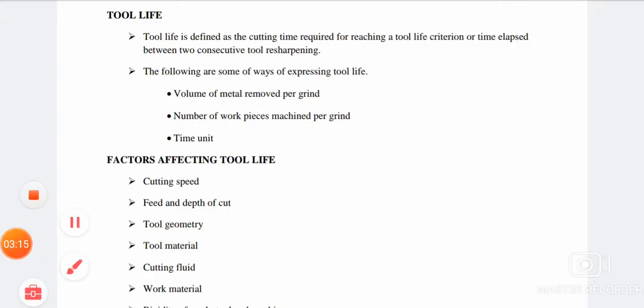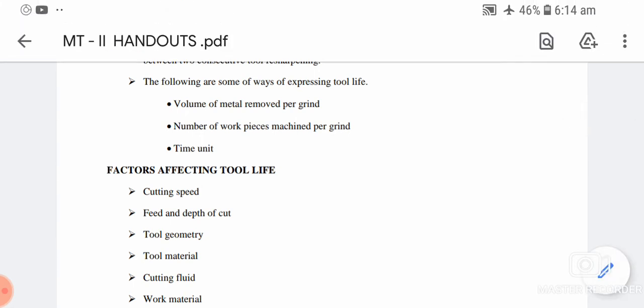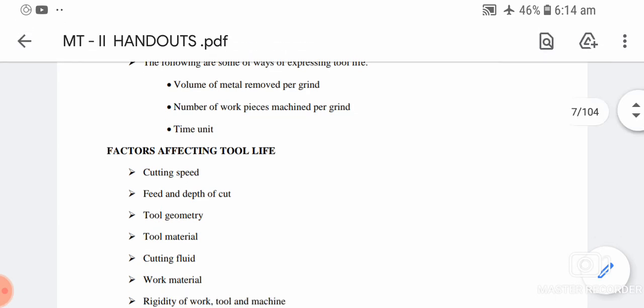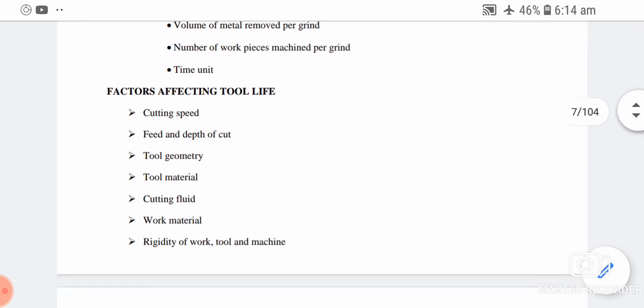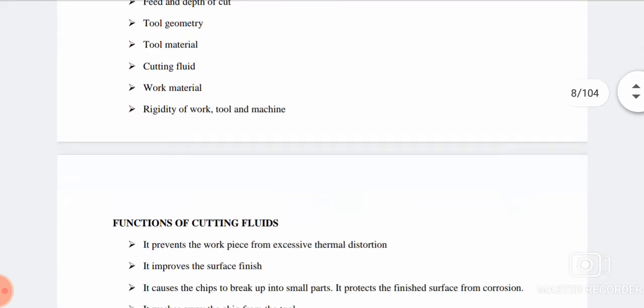Next we discuss tool life. Tool life is defined as the cutting time required for reaching the tool life criterion, or the time elapsed between two consecutive tool resharpenings. The following are some ways of expressing tool life: volume of metal removed per grind, number of workpieces machined per grind, and time units. Factors affecting tool life: cutting speed, feed and depth of cut, tool geometry, tool material, cutting fluid, work material, and rigidity of work, tool and machine.